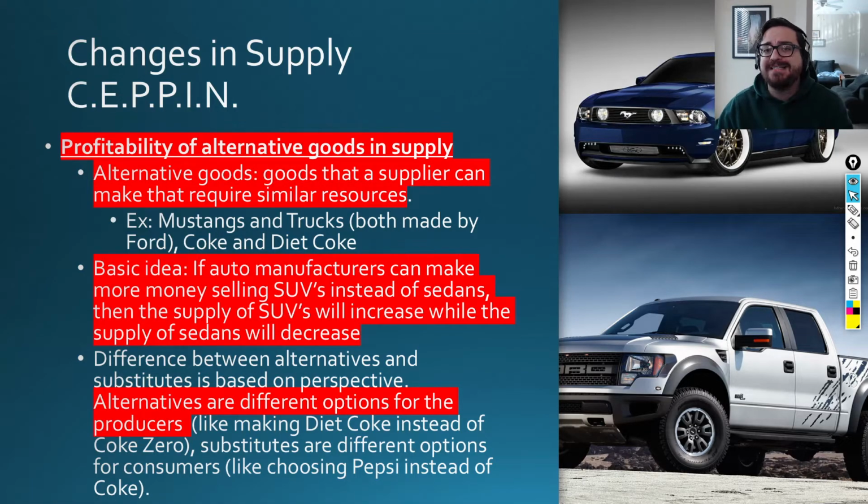Things that are made by different companies can't be alternatives because the business doesn't have the option of allocating resources towards one or the other. So alternatives are different options for producers. Substitutes are different options for consumers. Perspective. Again, I mentioned that with the first couple PowerPoints. Perspective is everything.